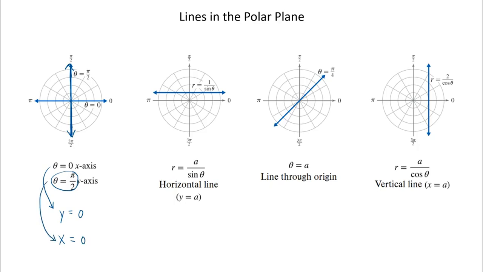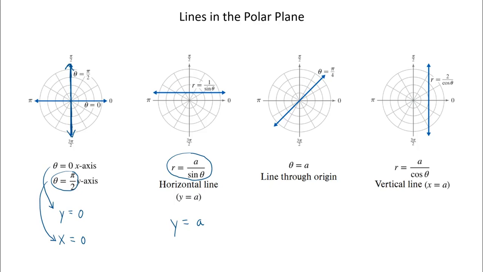The next equation we need to be familiar with are equations of the form r equals a over sine theta. Anytime we see an equation of the form r equals a over sine theta, where a is just a constant, it will always graph a horizontal line. That equation of that horizontal line will always be, in rectangular form, y equals whatever the constant a is. So if we have r equals 2 over sine theta, then that would be a horizontal line with a y-intercept of 2. And the equation of that line would be y equals 2.